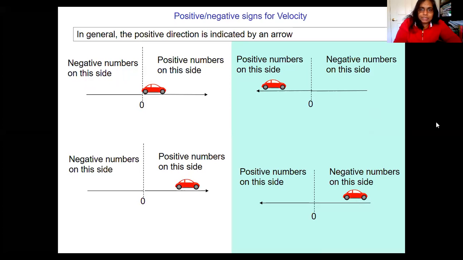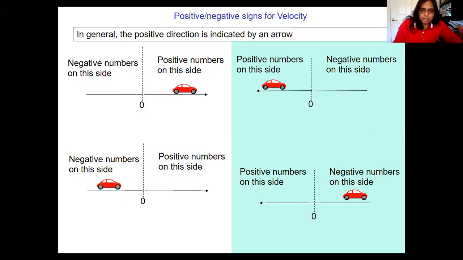Now let's look at the positive and negative signs for velocity. The previous one was for the position. Now this one is for the velocity. Look at the picture here, the first picture in the top left corner. Negative numbers are on this side and the positive numbers are on this side. The car moves from the negative side towards the positive side. Okay. So you can come up with an answer. Is the velocity positive or negative?